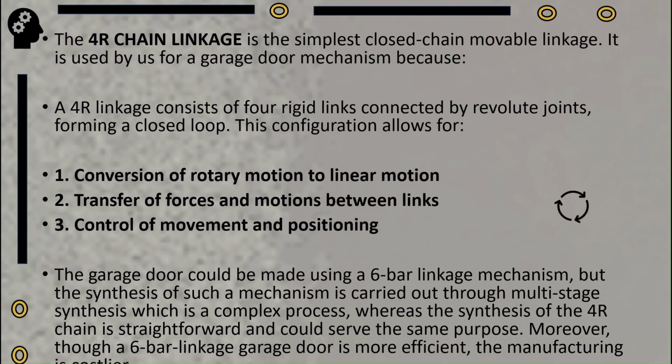It is used by us for the garage door mechanism because a 4-bar linkage consists of 4 rigid links connected by revolute joints, forming a closed loop. This configuration allows for conversion of rotational motion to linear motion, transfer of force and motion between links, and control of movement.